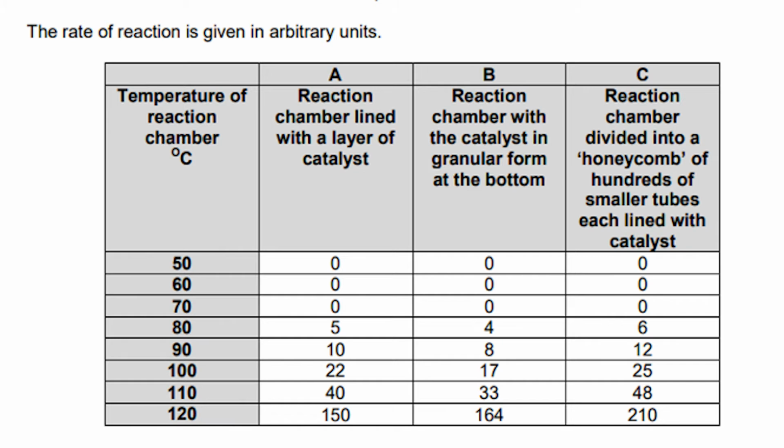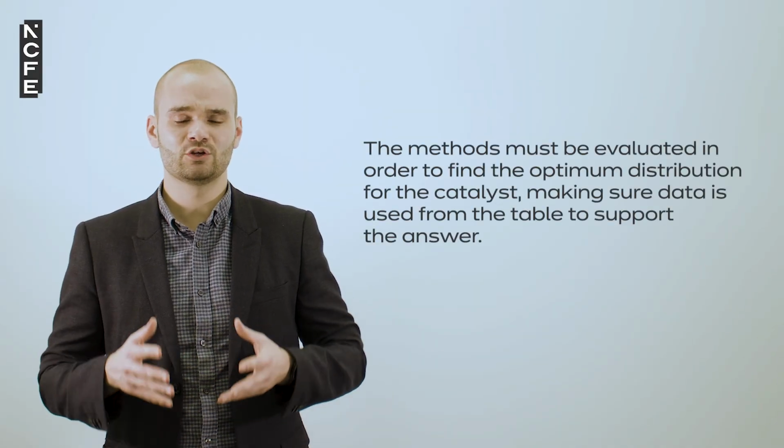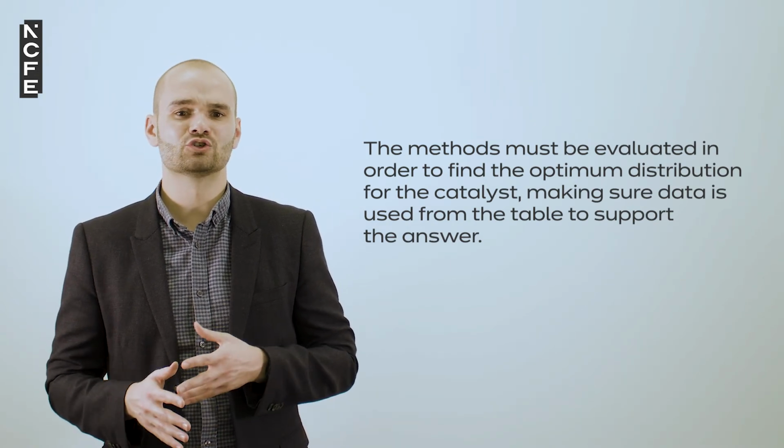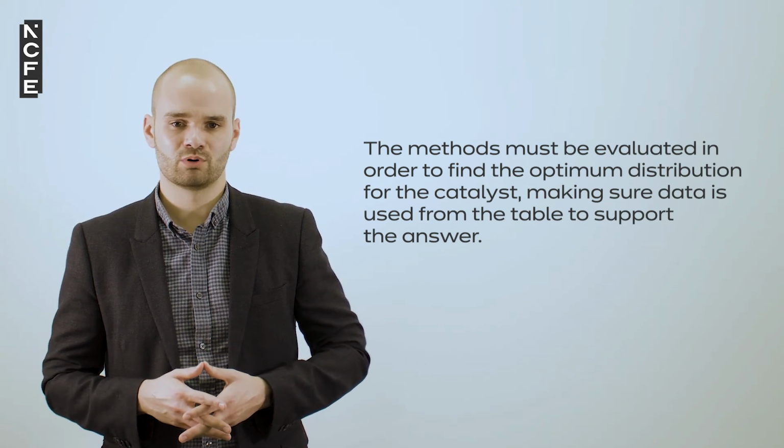In arrangement A, the reaction chamber was lined with a layer of catalyst. Within arrangement B, the catalyst was in granular form on the bottom of the reaction chamber. And in arrangement C, the chamber itself was divided into a honeycomb structure with hundreds of smaller tubes, each lined with the catalyst. The table shows the rate of reaction in arbitrary units for the different temperatures within each of these arrangements. Based on this information, the methods must then be evaluated in order to find the optimum distribution for the catalyst, making sure data is used from the table to support the answer.